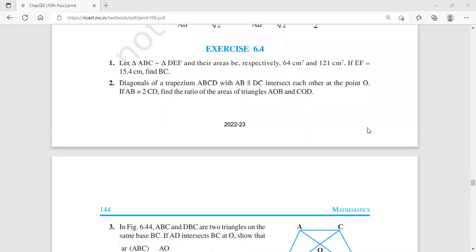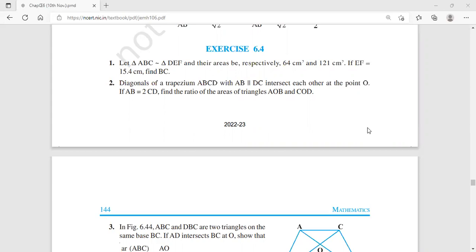Hello students. So we have seen an important theorem based on similar triangles. That is, if two triangles are similar, then the ratio of areas of the triangles is equal to the ratio of squares of the corresponding sides. That's what we have seen in the previous video. If you have not watched the video, please watch the previous video. Now, let's start with the exercise problems.